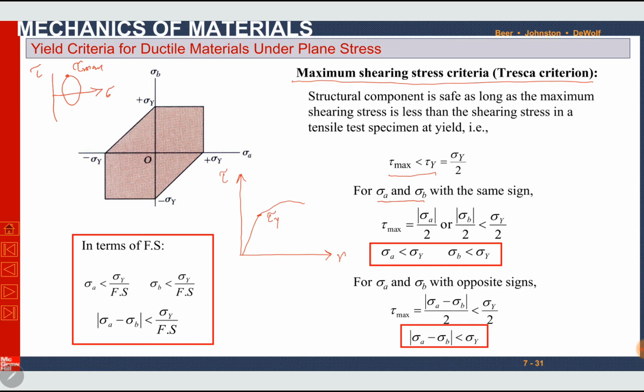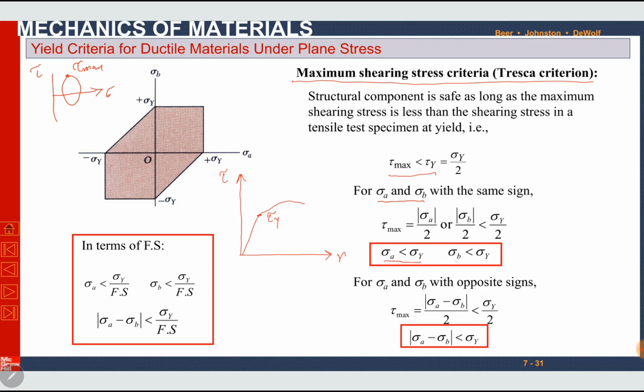So first we have to find sigma A and sigma B using Mohr circle, and if both of them are the same sign, tau maximum should be less than half of sigma A or sigma B, whichever is maximum. If sigma A is maximum, tau maximum is sigma A by 2. If sigma B is maximum, it is sigma B by 2. So either sigma A by 2 should be less than sigma Y by 2, or sigma B by 2 should be less than sigma Y by 2.